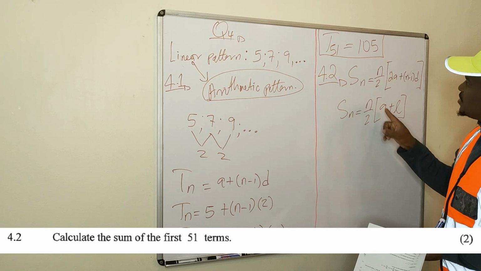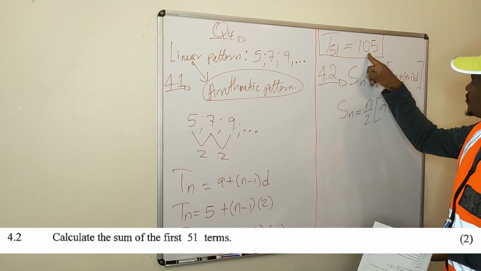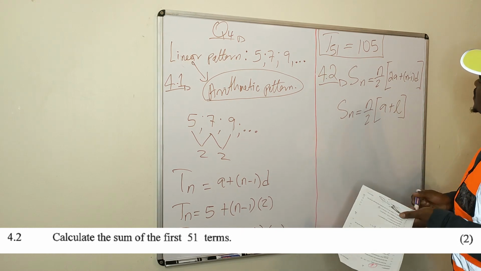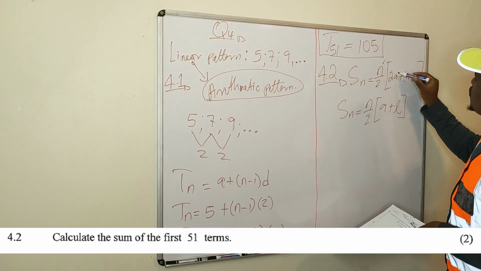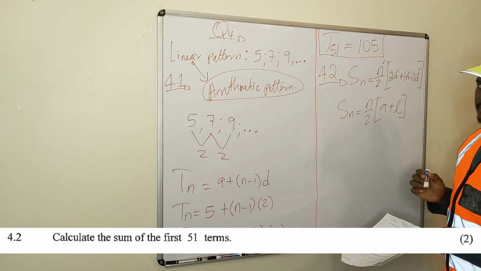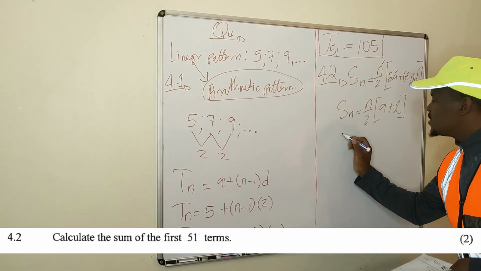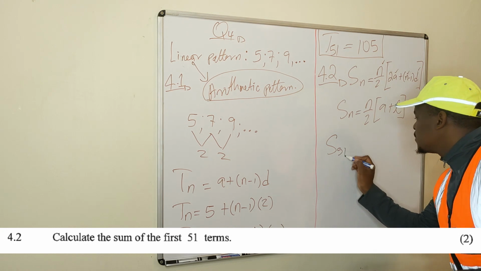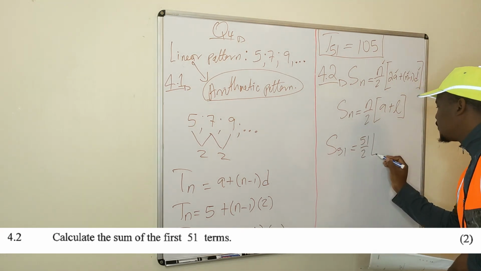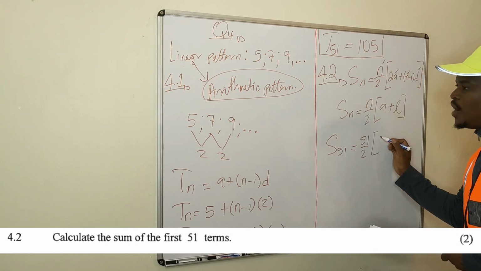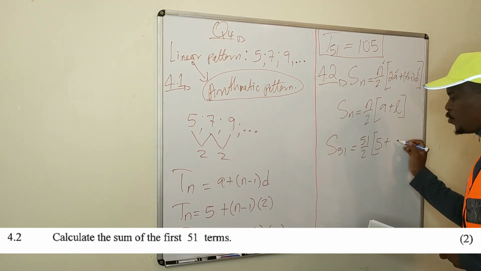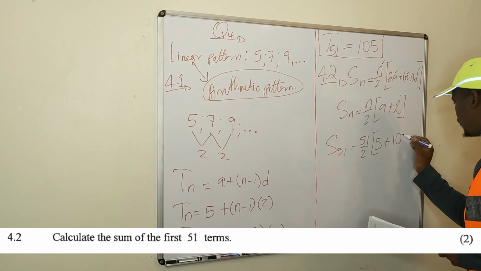So you know what your 51st term is. The 51st term is 105. So your last term is 105. So you can substitute here. Your n is 51, your a is 5, your d is 2. Then you find your answer. Or you can just say the sum of 51 terms is equal to n, which is 51, over 2 times a, your a is 5, plus your last term. Your last term was 105.